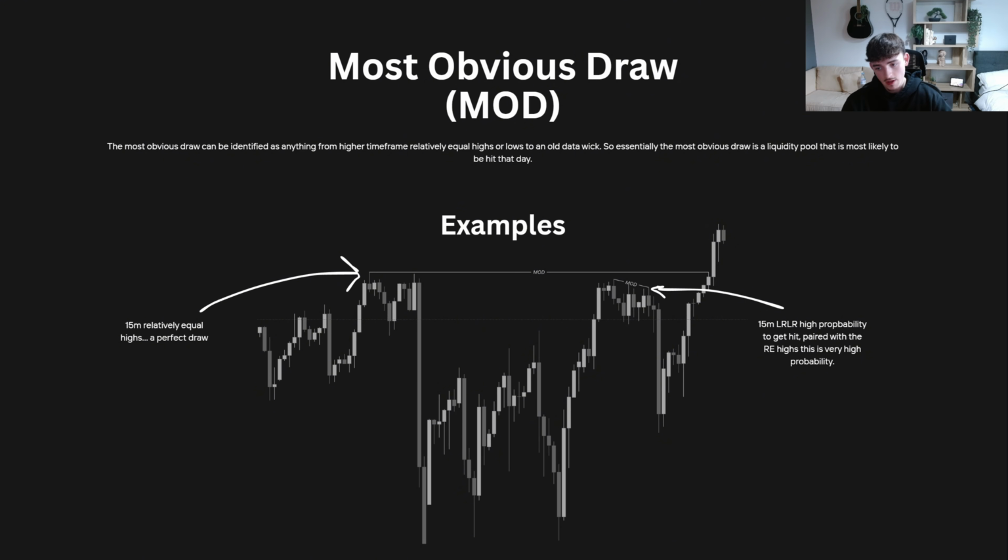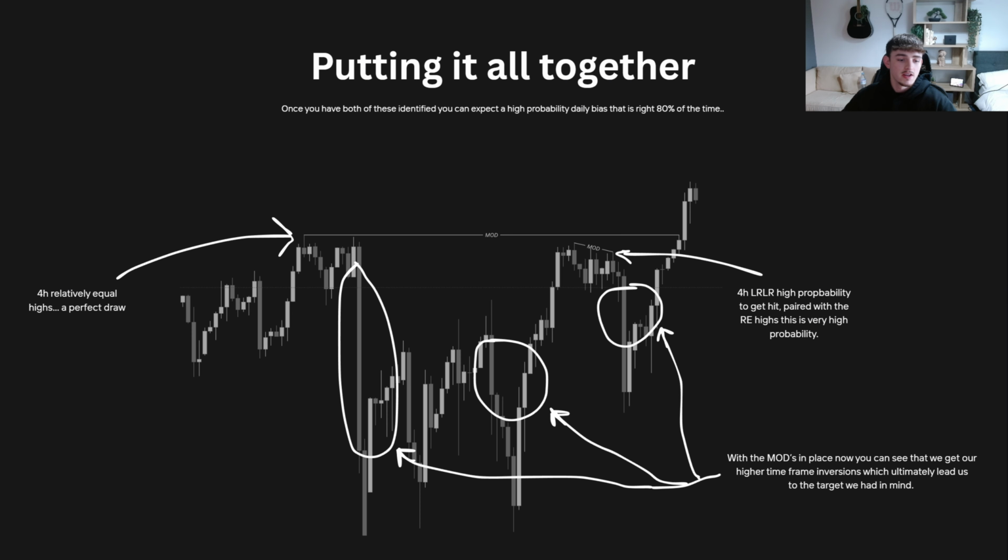And then we have the most obvious draw again on the right hand side, which is just under the most obvious draw that we got from the previous week. Now 15-minute relatively equal highs have a high probability to get hit. Paired with the relatively equal highs, this is a very high probability. So going into this day, you would be looking to target these highs. Turns out these were actually 4-hour relatively equal highs. Okay, so 4-hour relatively equal highs is a perfect draw.